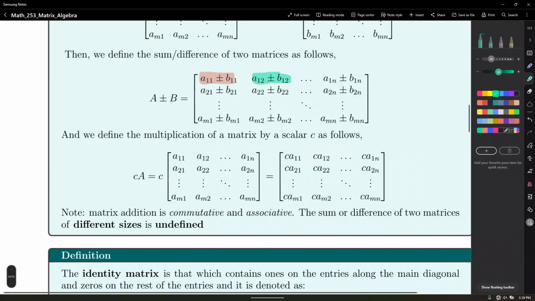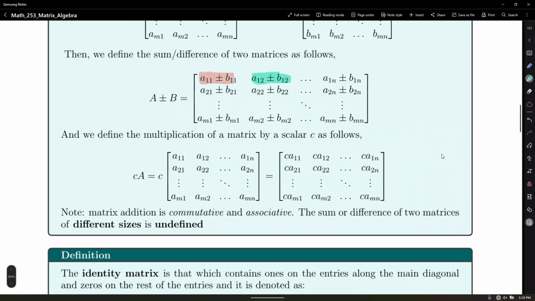Now we have a little problem. Well, good news and bad news. Matrix addition and also subtraction is commutative and associative. However, the sum or difference of two matrices of different sizes is undefined. All right. So that means we can only add, say, a 2 by 2 matrix with another 2 by 2 matrix, a 5 by 3 matrix with another 5 by 3 matrix. We cannot add together a 3 by 4 matrix with a 1 by 2. No, we can't do that. The dimensions, rather, the sizes must be the same for all the matrices.